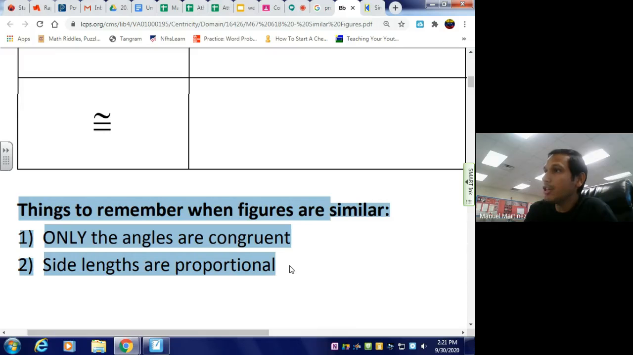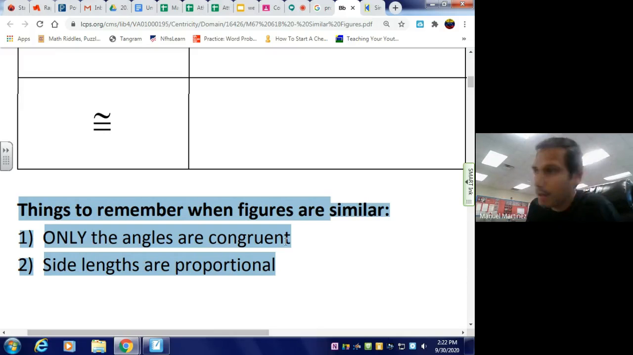The other condition is the side lengths are proportional, which we've been working on. So we need both things, okay? Not only one, we need both. If the angles are the same, but the side lengths are not proportional, it will not work. They will not be similar. Or the other way around: if the angles are not the same and the side lengths are proportional, it won't work either.